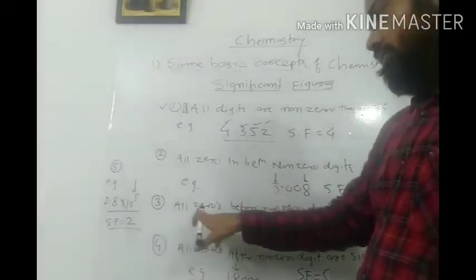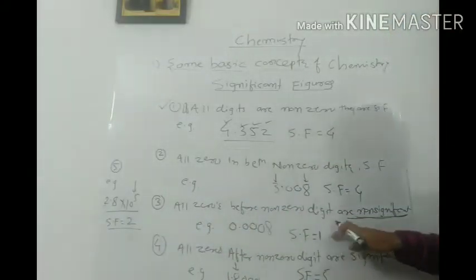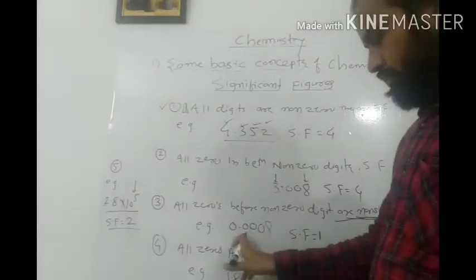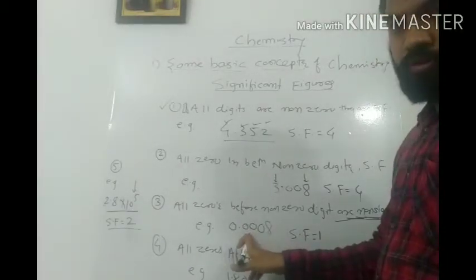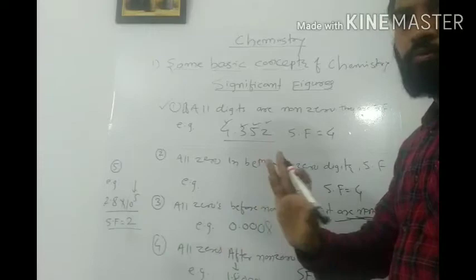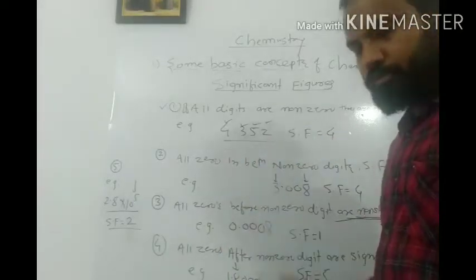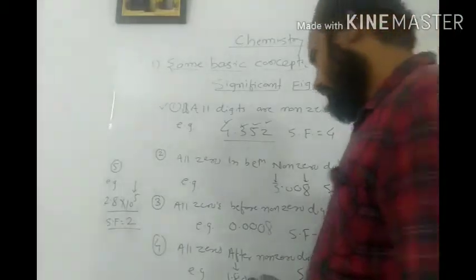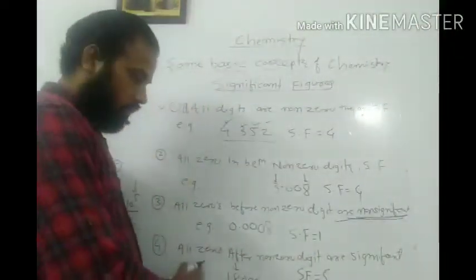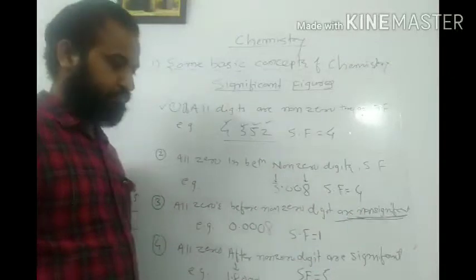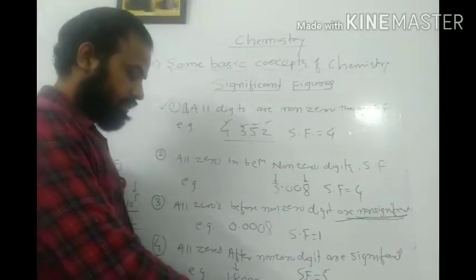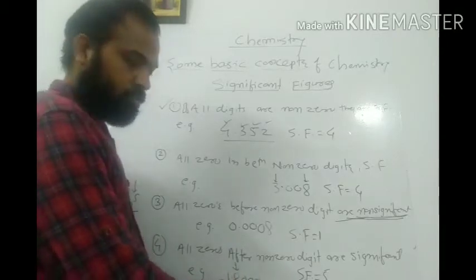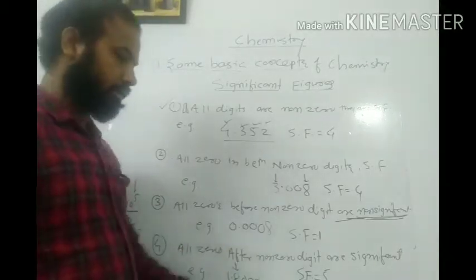Third rule: all zeros before non-zero digits are not significant. If zeros are there before the non-zero digit, we have to neglect them and not consider them while writing down the significant figures. So in this example, the significant figure count is only 1. The fourth rule we have also discussed: all zeros after non-zero digits are significant. Likewise, 1.800 has zeros after the non-zero digit, and we have to consider them while writing down the significant figures.